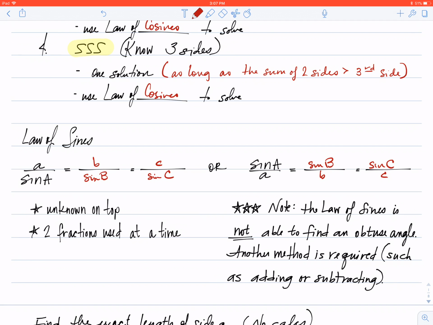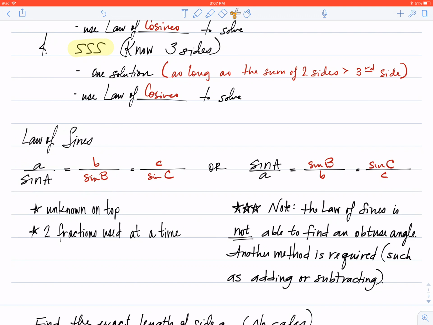Just 2 notes here. One is that I already mentioned always have the unknown on top, but the second thing to mention is that you're only ever going to use 2 fractions at a time. This is so that you'll have just a normal proportion that you can solve. Of course, you know that with proportions we use cross multiplying. And so you only ever use two fractions at a time.